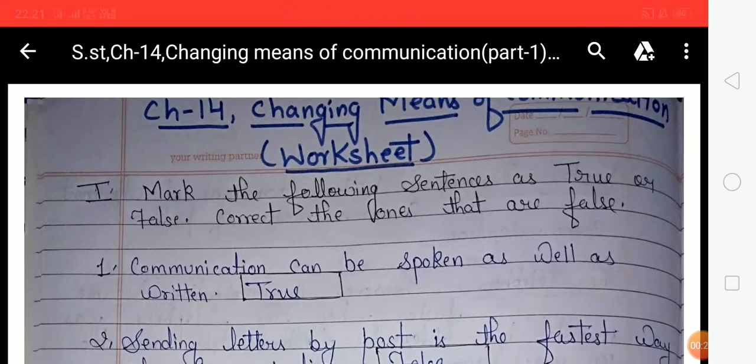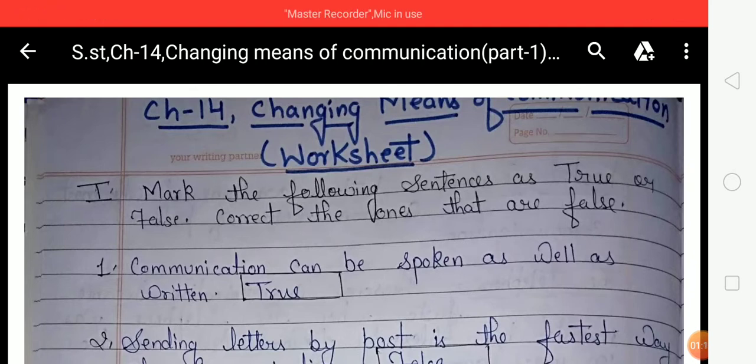Students, first of all, let's have a quick overview of chapter 14. The chapter name is changing means of communication, and you have to know what communication is. Communication is the sending and receiving of messages and information. For example, when we meet someone and talk to them, we are communicating. We also communicate when we write a letter to someone, speak over the telephone, or send mails or photographs on the internet. And in this lesson, you will learn about the different means of communication and how these have changed over the years.